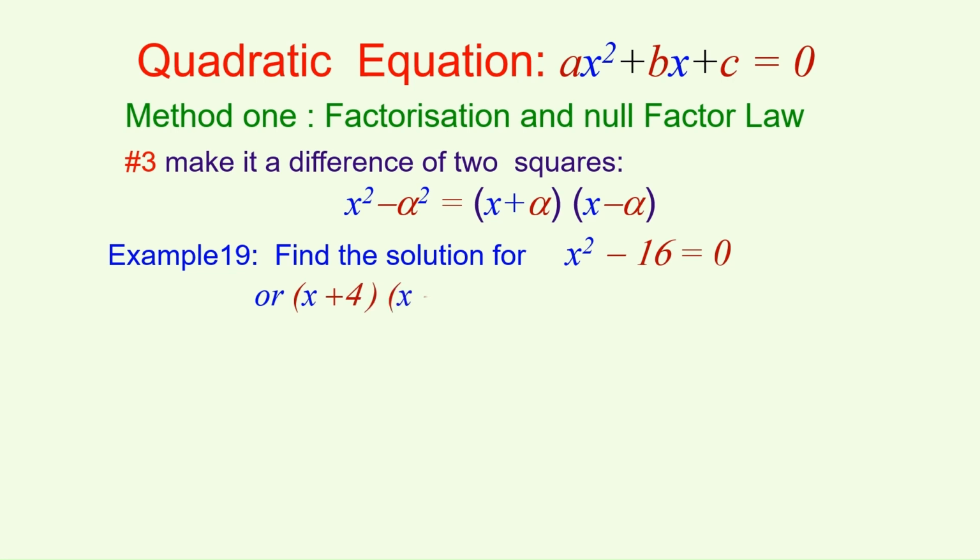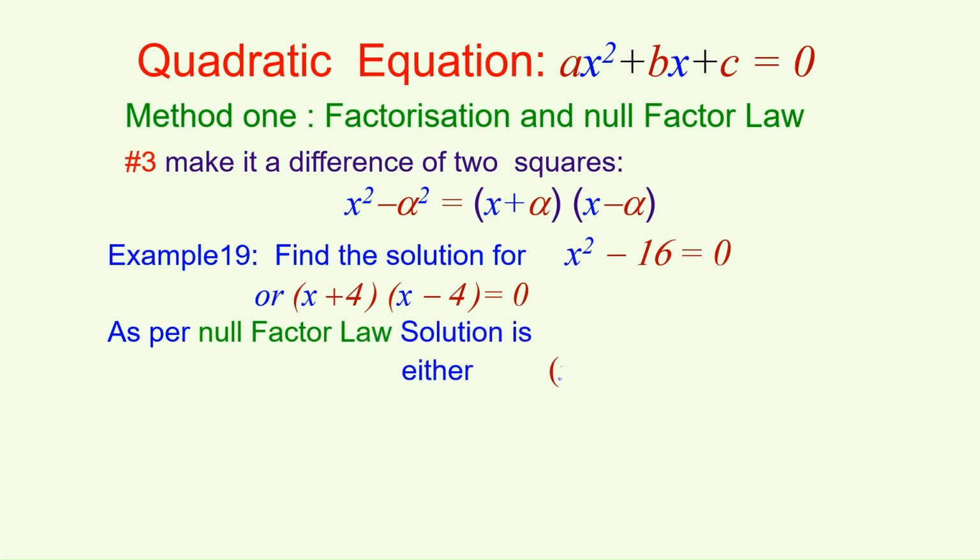Example 19. Find the solution for x squared minus 16 is equal to 0. This equals (x plus 4)(x minus 4) equals 0. As per the null factor law, the solution is either x plus 4 equals 0, therefore x equals minus 4, or x minus 4 equals 0, therefore x equals 4.